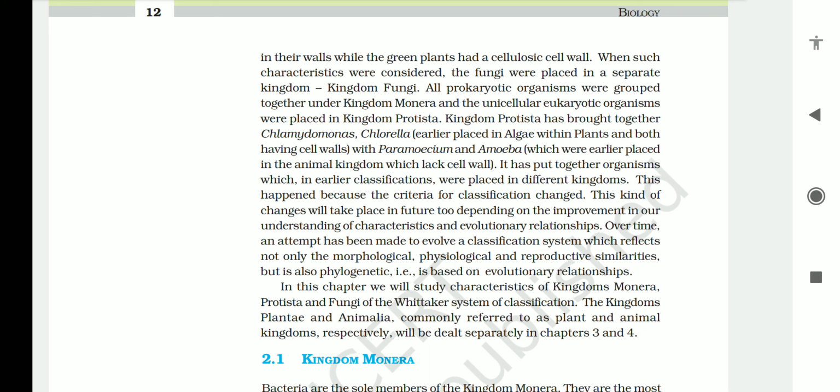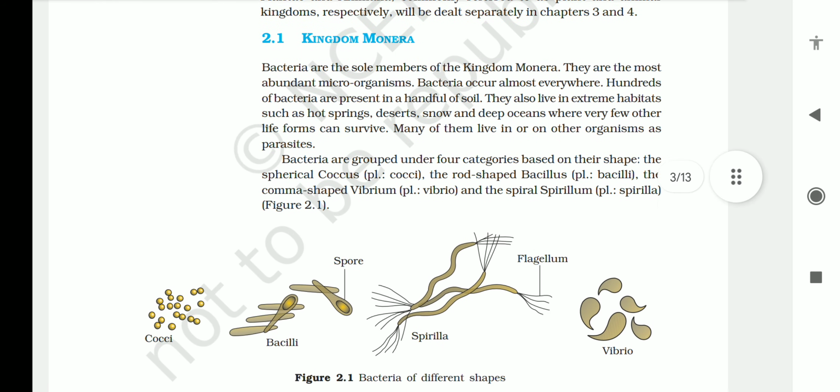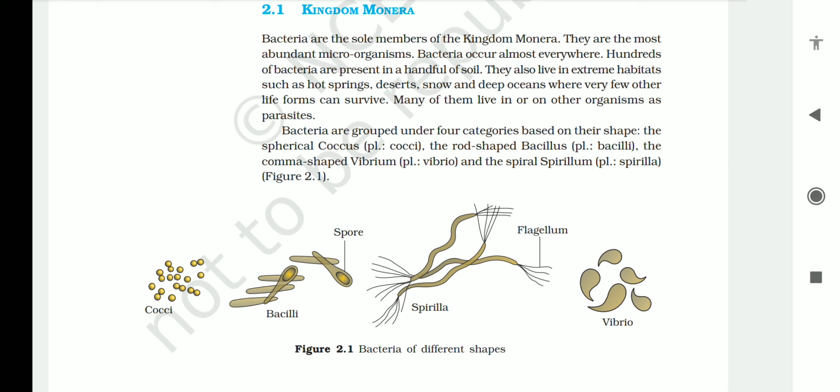evolutionary relationships. Over time, an attempt has been made to evolve a classification system which reflects not only the morphological, physiological, and reproductive similarities but is also phylogenetic, that is based on evolutionary relationships. In this chapter, we will study characteristics of kingdoms Monera, Protista, and Fungi of the Whittaker system of classification. The kingdoms Plantae and Animalia, commonly referred to as plant and animal kingdoms respectively, will be dealt with separately in chapters 3 and 4. 2.1 Kingdom Monera. Bacteria are the sole members of the kingdom Monera.